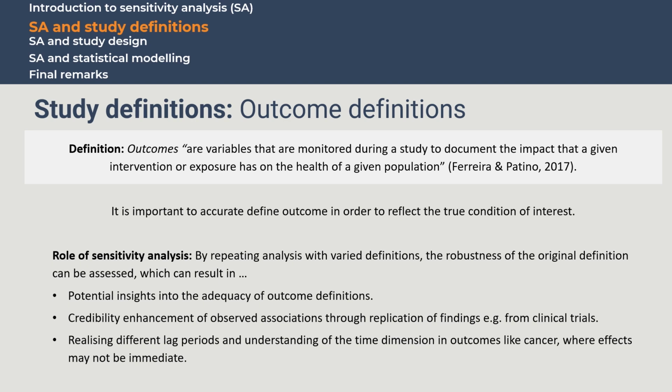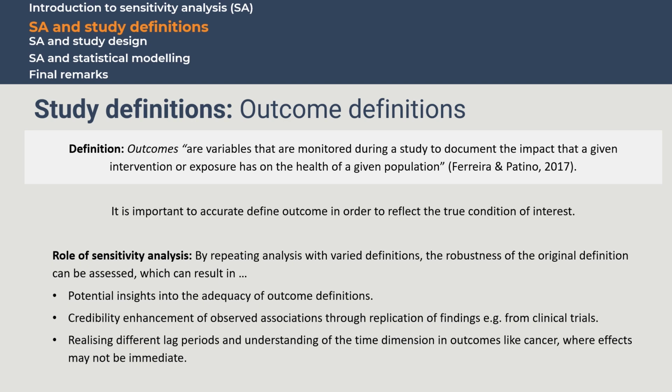So the role of sensitivity analysis basically is to promote repeating the analysis with varied definitions, and therefore to assess the robustness of the original definition. And this can result in potential insights into the adequacy of outcome definitions, the credibility enhancement of observed associations through replication of findings, for example, from clinical trials, and it can also result in realizing different lag periods and understanding of the time dimension in outcomes like cancer, where effects may not be immediate.